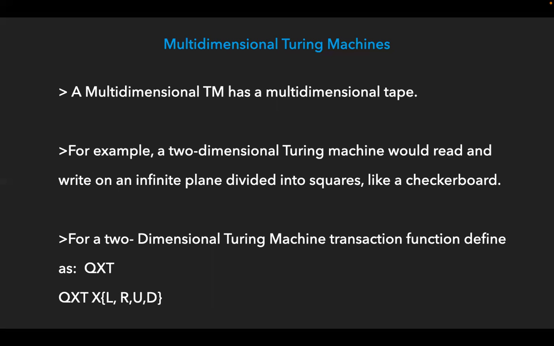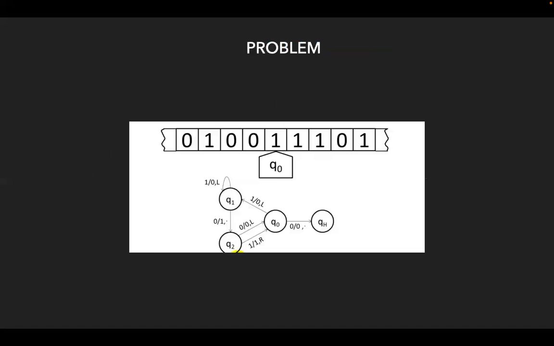Multi-dimensional Turing machines. A multi-dimensional Turing machine has a multi-dimensional tape. For example, a two-dimensional Turing machine would read and write on an infinite plane divided into squares like a checkerboard. For a two-dimensional Turing machine, the transition function is defined as Q cross T. And let us now see a sample problem of the Turing machine.